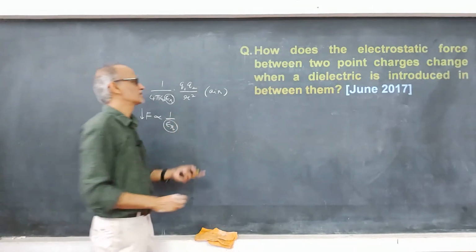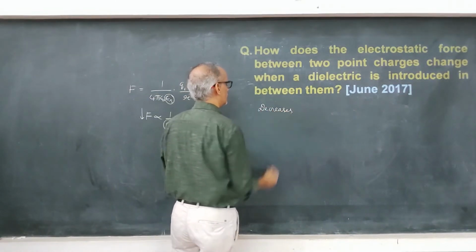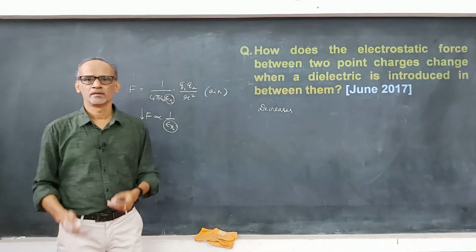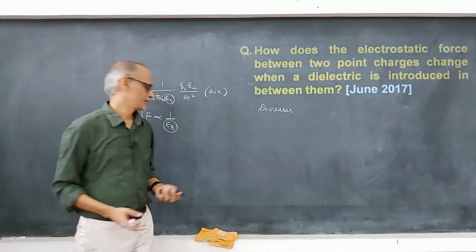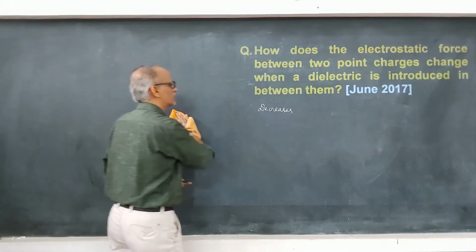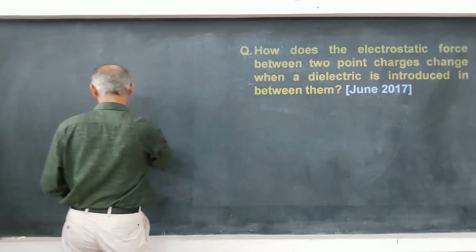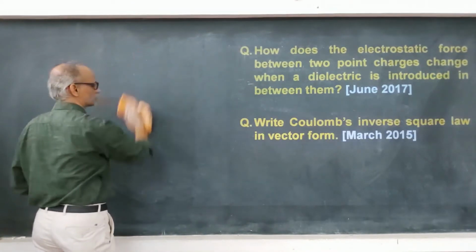So therefore, the answer to this question, in the exam you have to write only this much: force decreases. And if you write this correct answer, your marks increase. All right. So hope you understood this 1 mark question. Very simple. Let's see what is the next question.